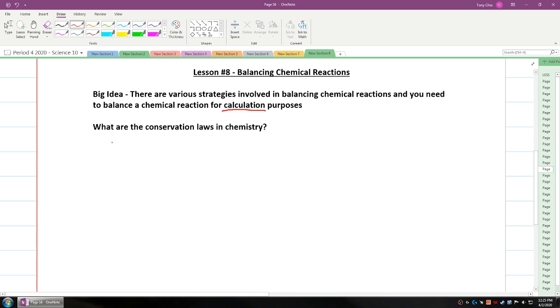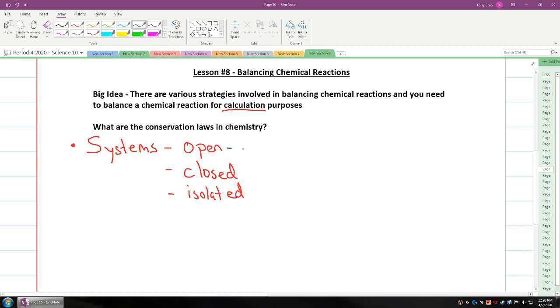So now, before we get started on balancing, we got to first talk about what these conservation laws are in chemistry. These conservation laws in chemistry are very important because they allow us to do a lot of our calculations, especially when we talk about balancing. So, there's something called systems. And there are really 3 types of systems that we deal with. There's what we call an open system. There's what we call a closed system. And there's one that we call an isolated system. Okay? So these are 3 different types of systems.